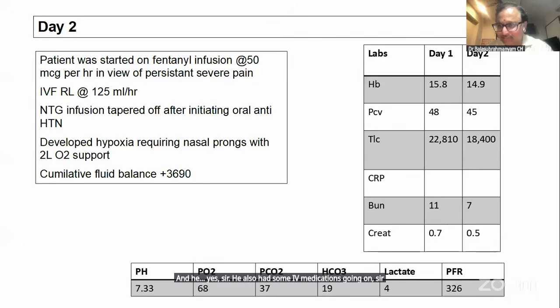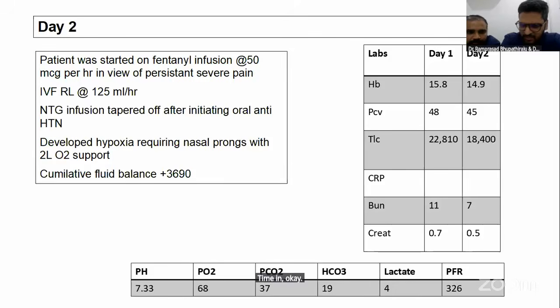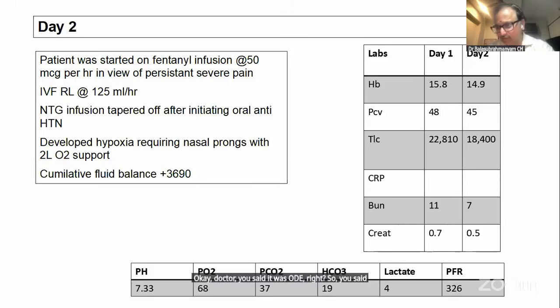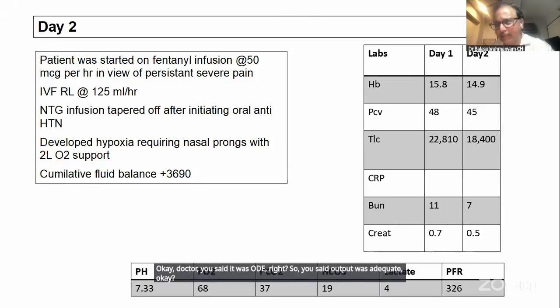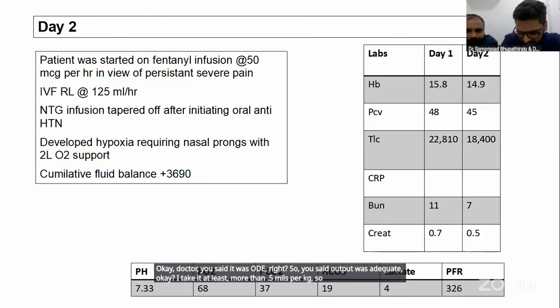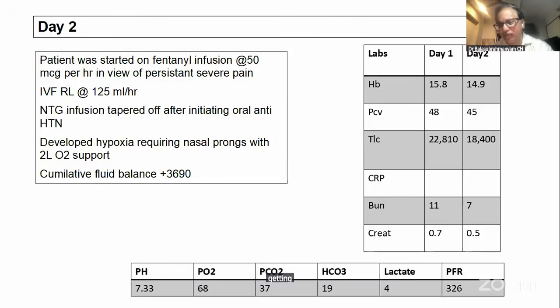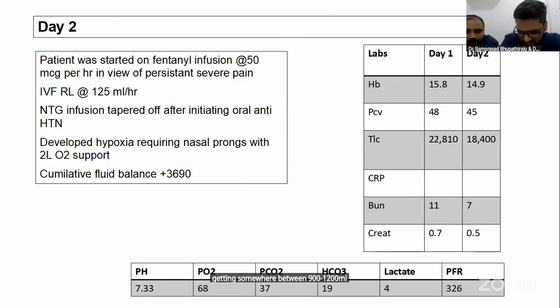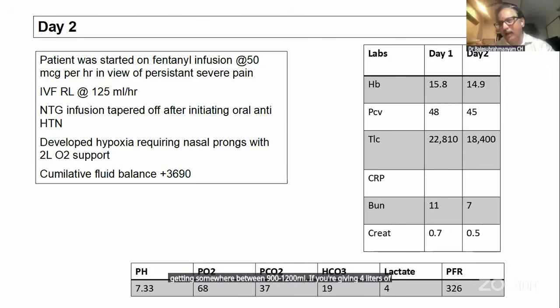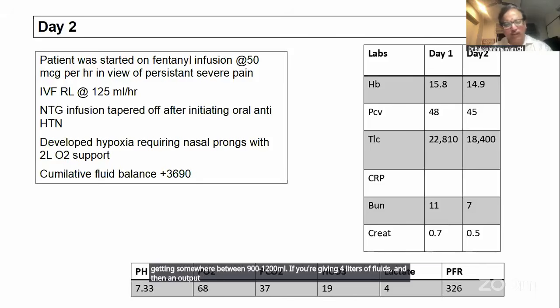Like thiamine, ceftriaxone. Okay. That too, you said output was adequate. I take it at least more than 0.5 ml per kg. So for 80 kgs, that is close to 40 to 50 ml per hour, somewhere between 900 and 1200 ml. If you're giving 4 liters of fluids and an output of 1200, I'll see a positive balance of about 3700.